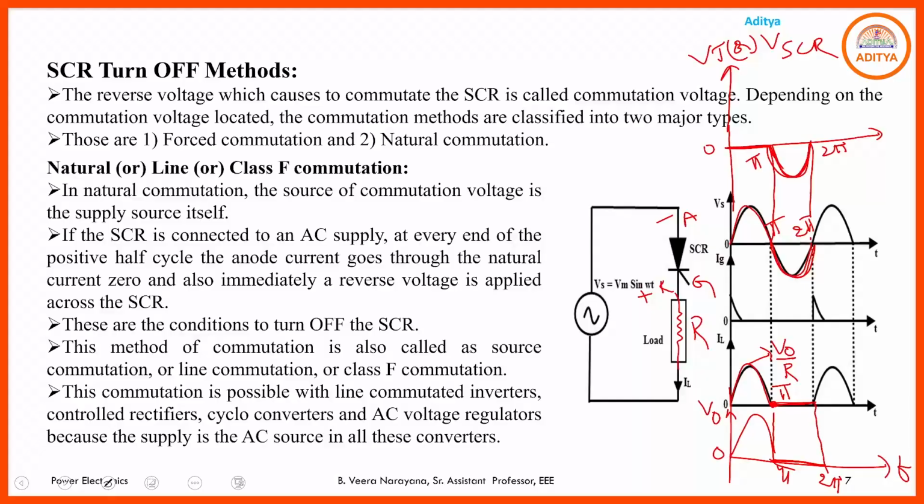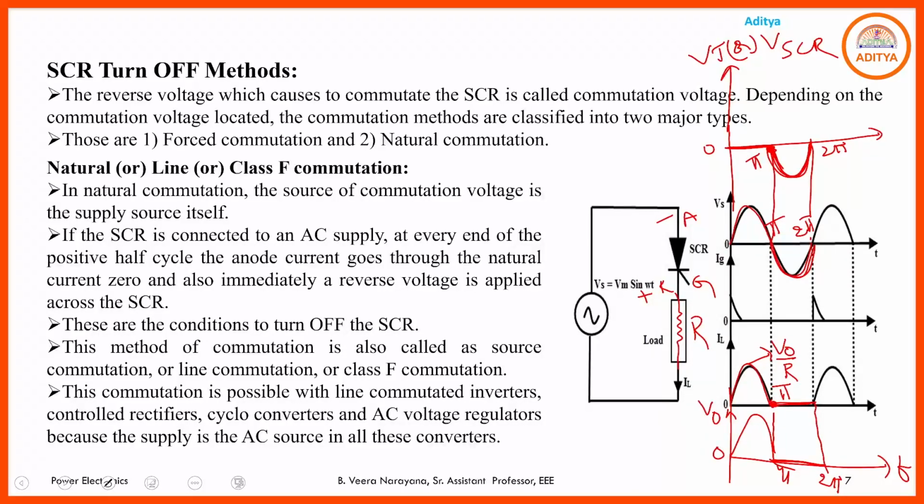So here, at pi the current is 0 and the negative voltage is available across the SCR. So we fulfill these two conditions. First, the current flowing through the SCR is 0, and second, a negative voltage is provided across the SCR to remove the charge carriers present in the outer junctions. If you fulfill these two conditions, then the SCR goes to the off state. That type of commutation is called source commutation or line commutation or class F commutation.